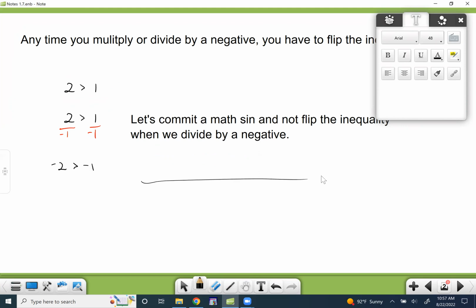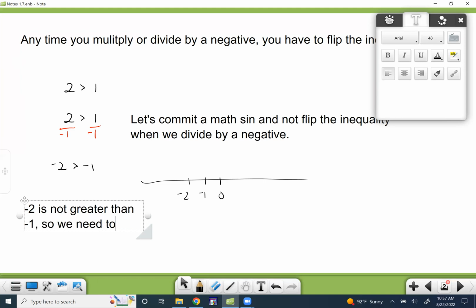If you have a number line, here's 0. You go this way, here's -1, here's -2. -2 is not greater than -1, right? -1's bigger than -2. Anything to the right is bigger, right? Okay. So -2 is not greater than -1. So we need to flip. Okay. So that's the reason why. When we first started off, it's true, but when we go into negative land, it would no longer be true.